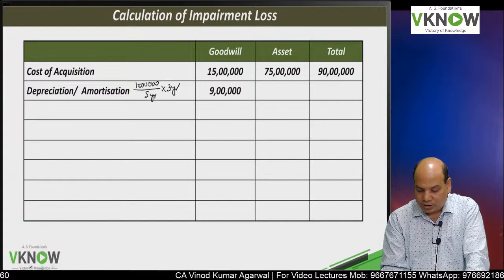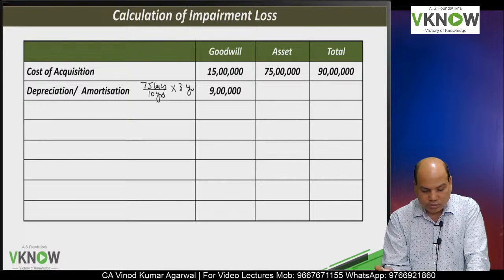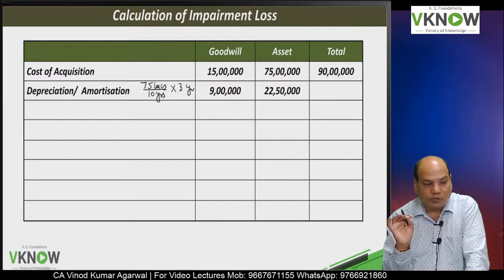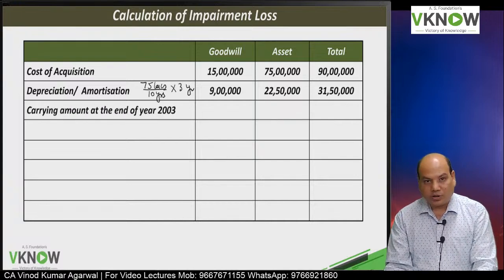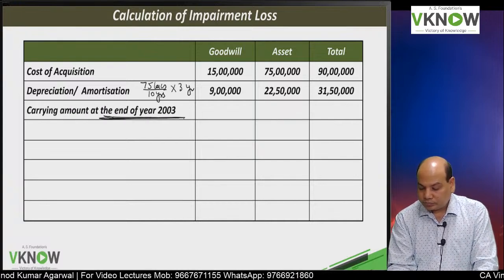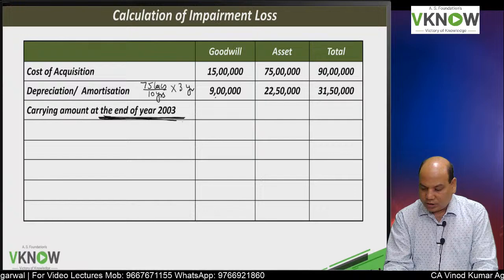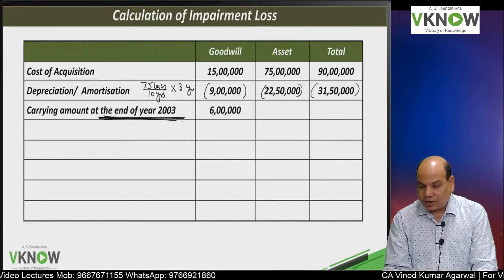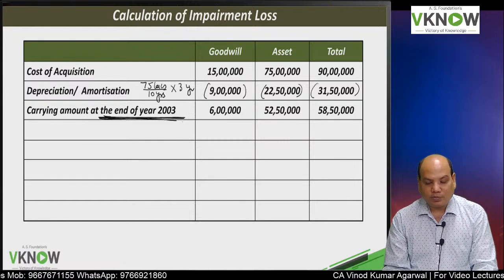Now take on your calculator, 75 lakhs divide by 10 years into 3 years. For asset, the life is 10 years. So total depreciation for 3 years is 22 lakh 50,000. Therefore total is 31 lakh 50,000. So this is my carrying amount at the end of the year 2003. Please deduct 9 lakh from 15 lakh, 6 lakh, 52 lakh 50,000, 58 lakh 50,000.